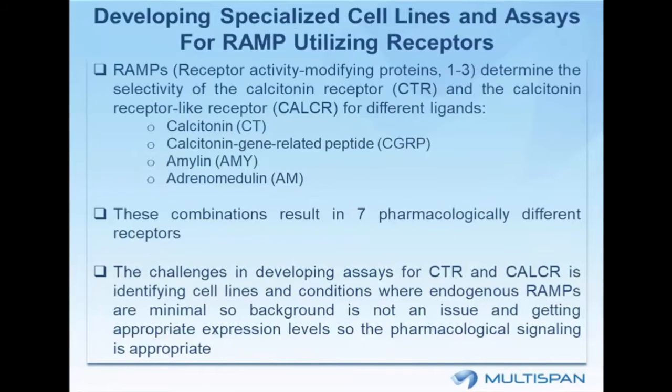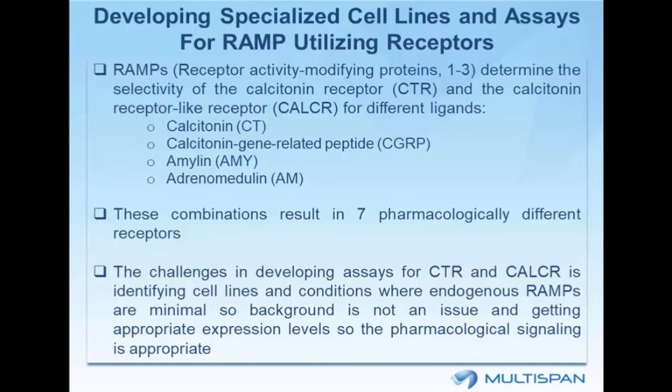Now, I want to share some stuff about the RAMP-utilizing receptors. One of the things that multispan is really good at is developing cell lines that potentially contain complicated signaling pathways, or complicated receptors and receptor partners, basically. So RAMP.